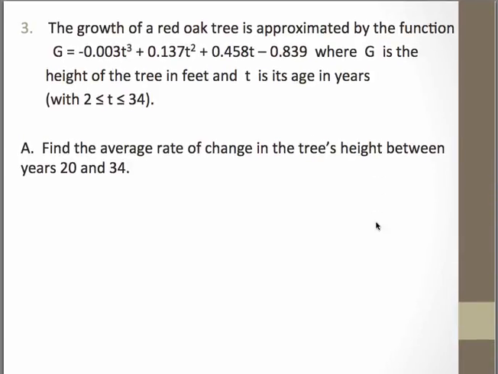Sort of a biology type of reference. So we're talking about the growth of a red oak tree. And the growth of the tree is approximated by this cubic polynomial, with all these big decimals. And t is the age in years, 2 years old to 34 years old. So we first want to find the average rate of change between years 20 and 34. So we're trying to find change in g over change in t. So I'm thinking we might want to evaluate this similar to how we did the last one and use our calculator to do that.